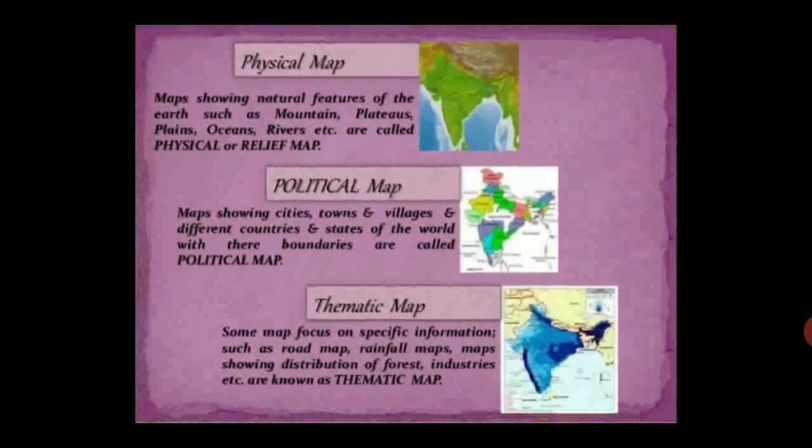Mainly, we have three types of map, children: physical map, political map, and thematic map. A physical map shows natural features of the earth such as mountains, plateaus, plains, oceans, rivers, etc. While a political map shows cities, towns, villages, and different countries and states of the world with their boundaries. Finally, a thematic map shows specific information such as road map, rainfall, maps showing distribution of forest, industries, etc., children.